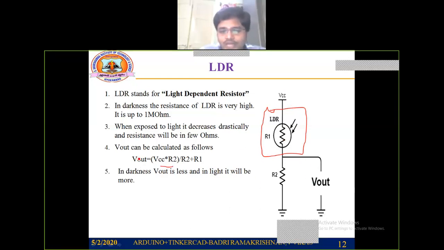This output voltage will vary depending on your LDR resistance. For example, if LDR resistance is very, very high, in such case the denominator will also be very, very high. R2 will be the same, but the denominator will be very high, so output voltage will decrease. If R1 is very, very less, then R2 plus R1 will be approximately equal to R2. In such case, I am going to have a very high output. We will take this condition and try to come up with this circuit.